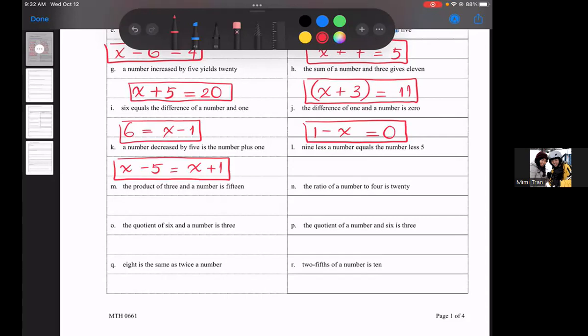9 less a number equals the number less 9. Less 5, I'm sorry. Less means what? Subtract, right? Less means subtract. Let me highlight that. All right. Someone else. Teamwork. Make it go through so we can move on to the next one. Anyone want to volunteer? Go ahead.